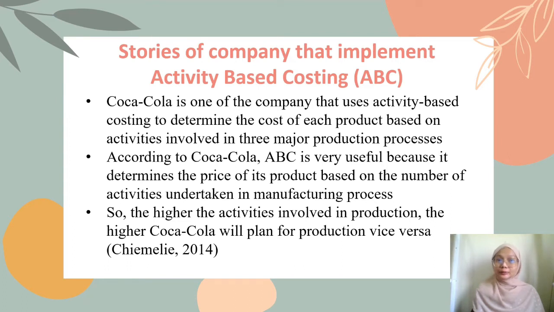Okay, the last one is the story of a company that successfully implemented activity-based costing. Coca-Cola is one of the companies that use activity-based costing to determine the cost of each product based on the activities involved in three major production processes. According to Coca-Cola, activity-based costing is very useful because it determines the price of its product based on the number of activities undertaken in the manufacturing process. So, the higher the activity involved in production, the higher Coca-Cola will plan for the production, and vice versa.